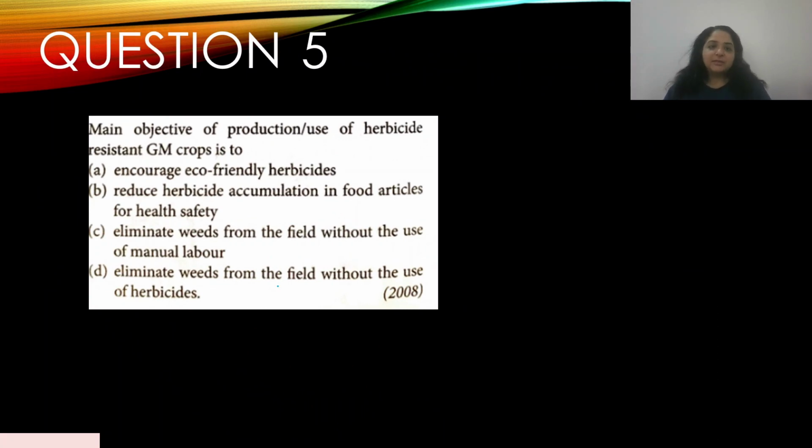Question number 5. Main objective of production or use of herbicide resistant GM crops is to, this appeared in 2008, A. Encourage eco-friendly herbicides, B. Reduce herbicide accumulation in food articles for health safety, C. Eliminate weeds from the field without the use of manual labor, D. Eliminate weeds from the field without the use of herbicides. So the main objective of herbicide resistant GM crops was to reduce herbicide accumulation in food articles for health safety. Answer is B.